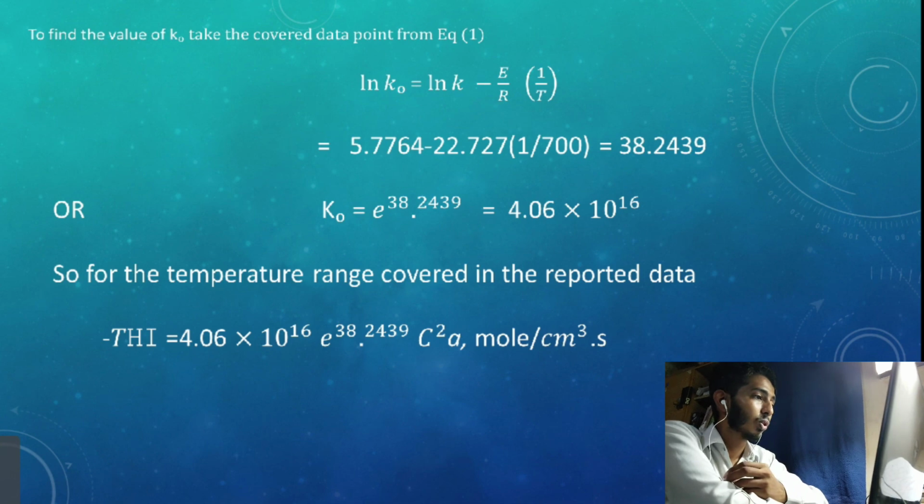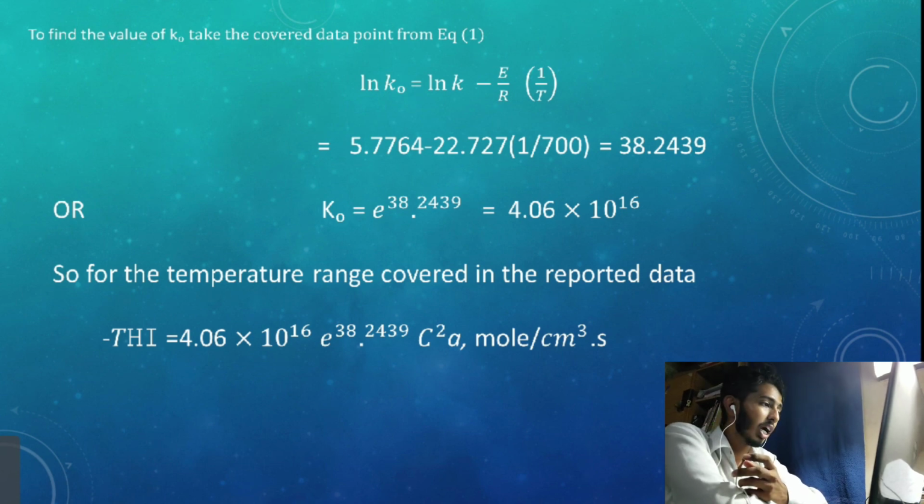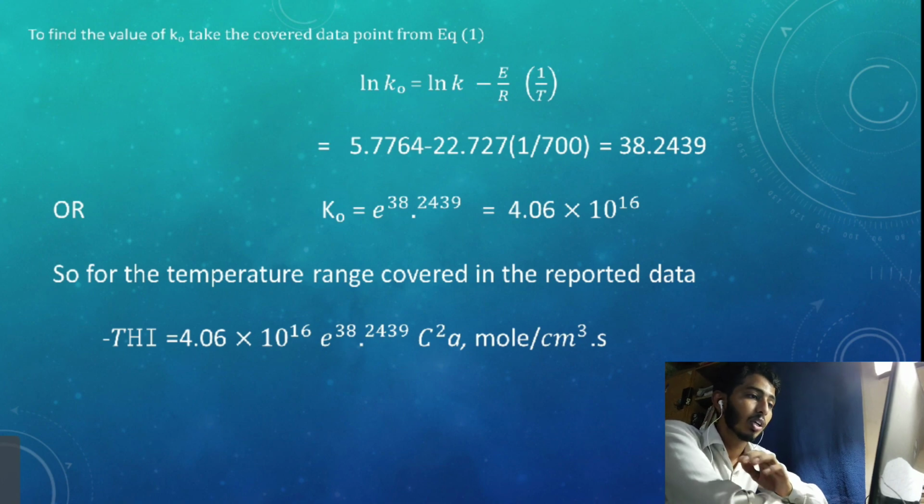So for the temperature range covered in the reported data, we were doing the decomposition of hydrogen iodide. Here the rate of hydrogen iodide decomposition is equal to 4.06 into 10 to the power 16 into e to the power 38.2439 into C squared, in moles per cubic centimeter.